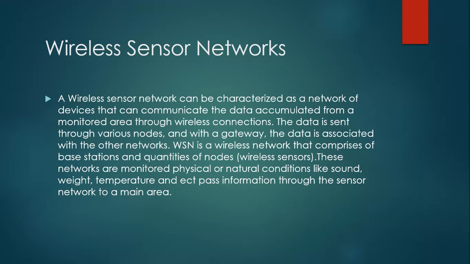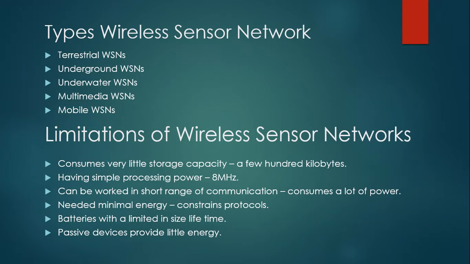WSN, that means wireless sensor network, is a wireless network that comprises base stations and a number of nodes. These networks monitor physical or natural conditions like sound, weight, temperature, and everything. The types of wireless sensor networks are underwater, underground, multimedia, and mobile WSN.